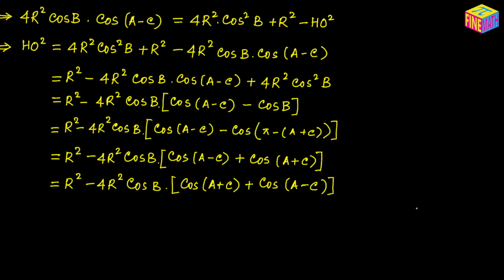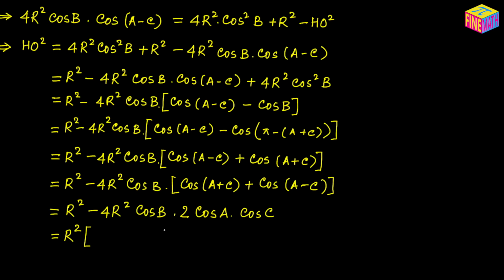Now we know that cosine of a plus b plus cosine of a minus b is equal to 2 times cosine of a times cosine of b. In this case, if you consider the angles to be a and c, then cosine of a plus c plus cosine of a minus c will be equal to 2 times cosine of a times cosine of c. So let's do that. So r squared minus 4 times r squared times cosine of b times, we are going to get 2 times cosine of a times cosine of c.